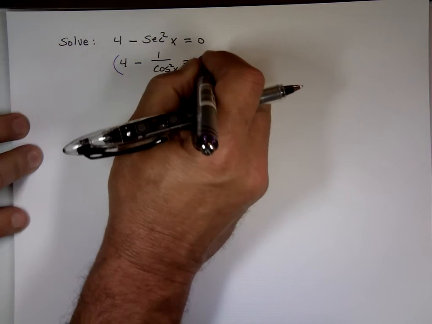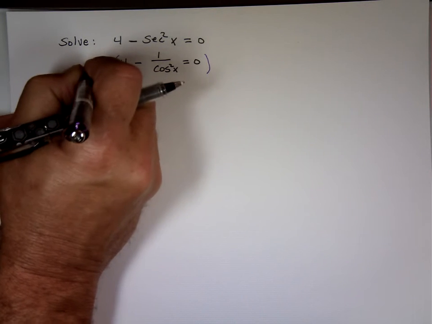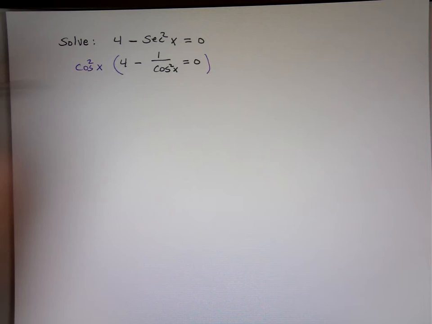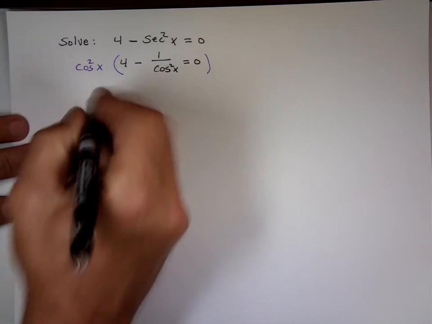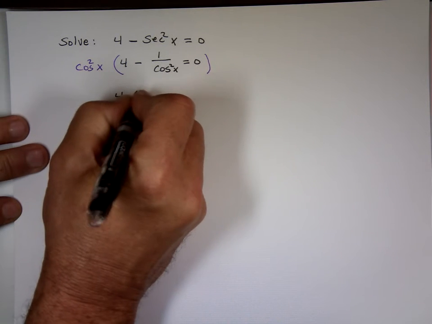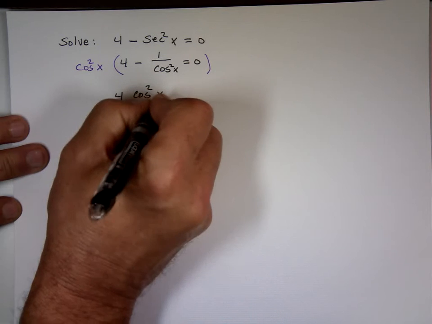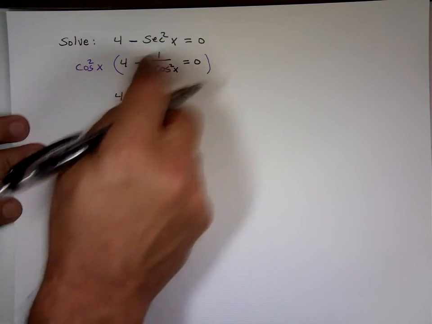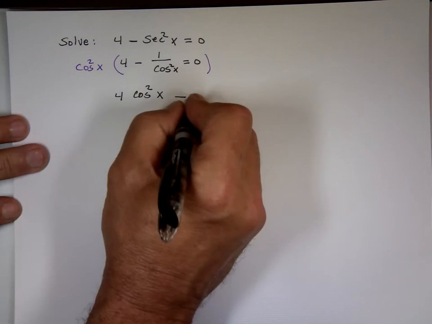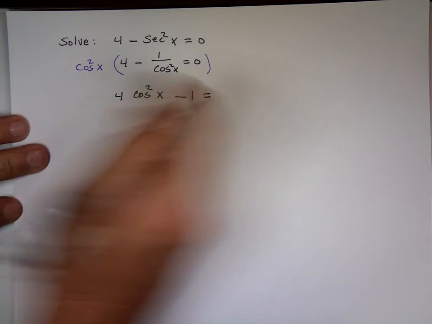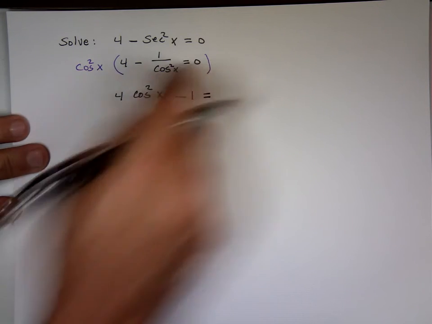Multiply everything by cosine squared x. Cosine squared x times 4 is what? 4 cosine squared x. Cosine squared x times 1 over cosine squared x. Cosine squared x times a 0. 0.